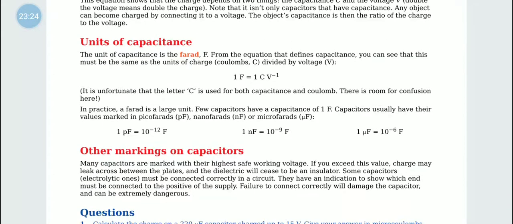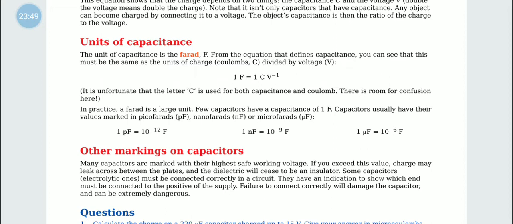Then write down, the unit of capacitance is farad, capital F, and 1 farad is equal to 1 coulomb per volt. I suppose you understood how we reach that unit.